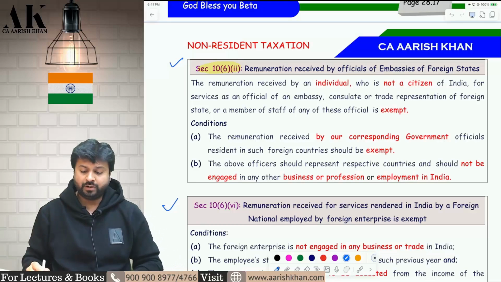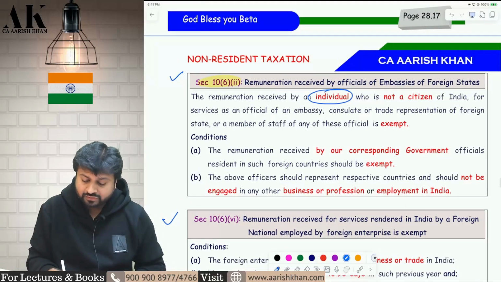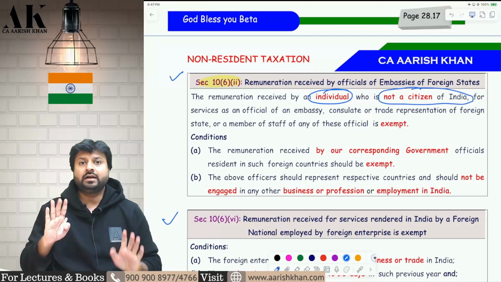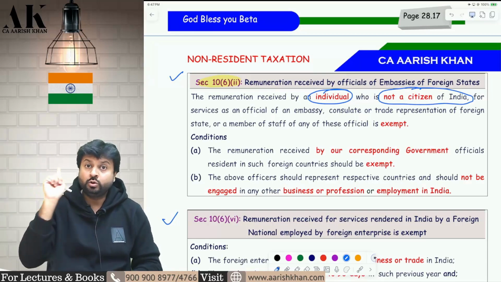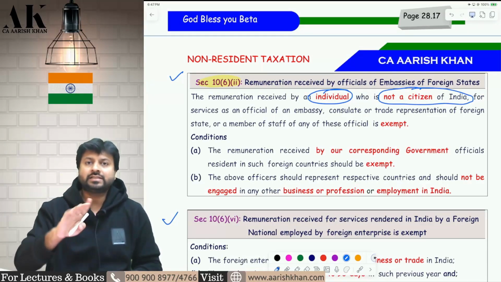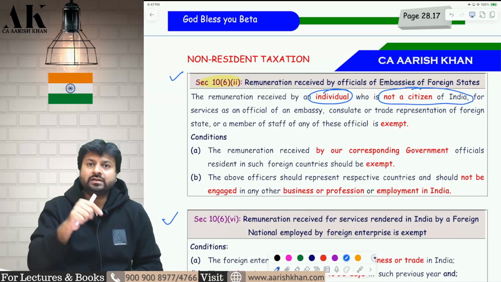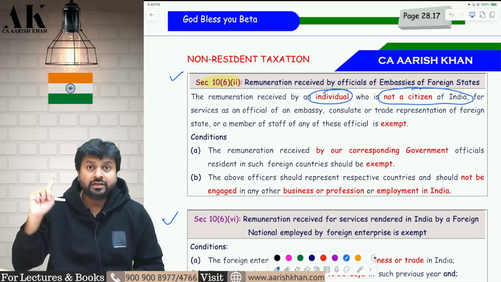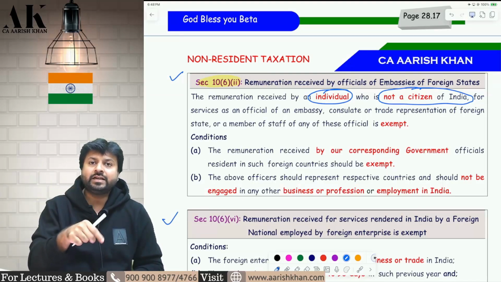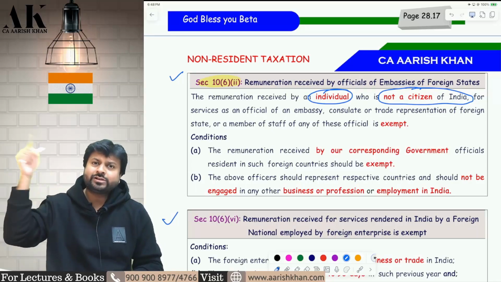Now what is this section all about? This section talks about an individual who is not a citizen of India. Suppose a US citizen is there. It is not for an Indian citizen, it is for a foreign citizen. A US citizen works in a US embassy in India. Now who will give him salary? The US government will give him salary.